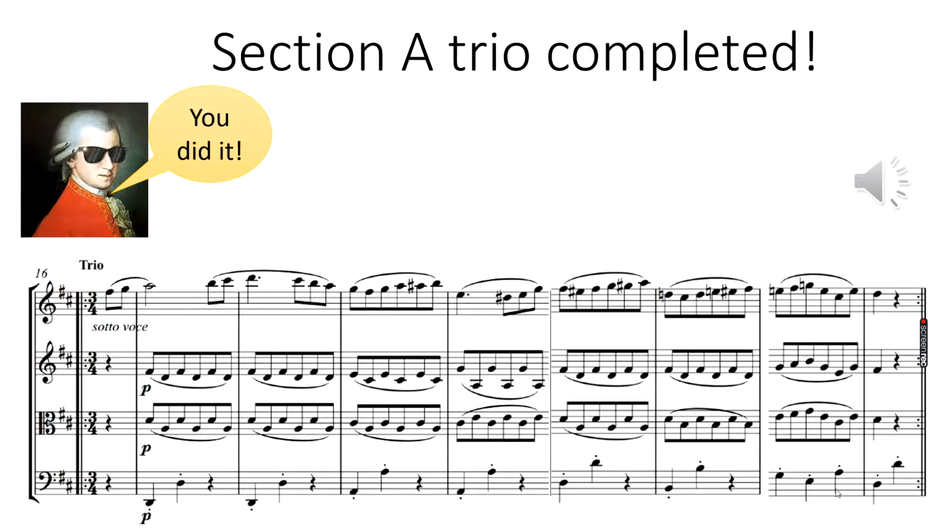Congratulations, you have completed section A of the trio. Remember, it's all about repetition. Now you should have a lovely score, which is colourful, and that colour is really important. That colour is going to help you when you're revising, so you can pick out all the features that you have analysed.